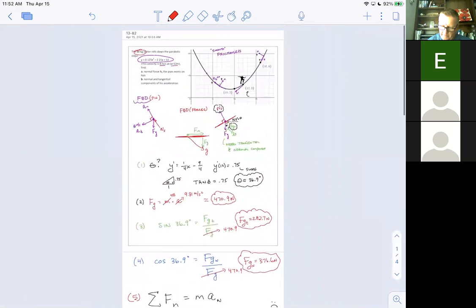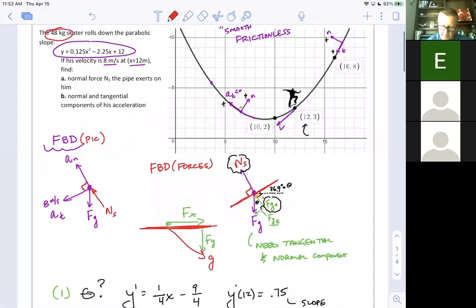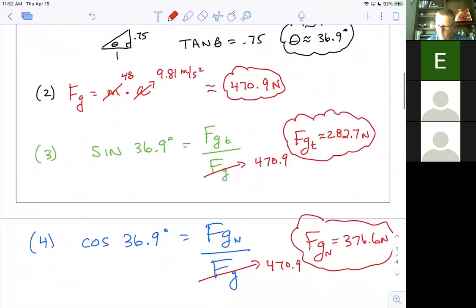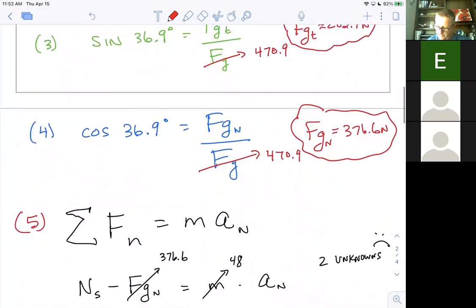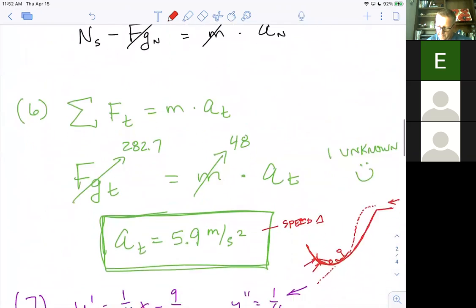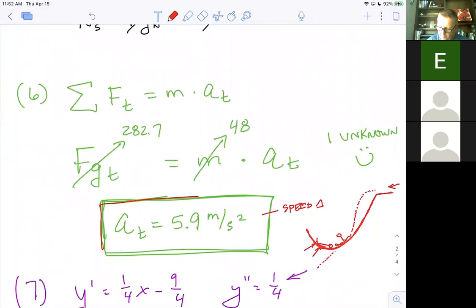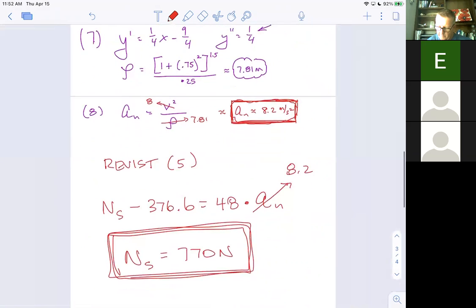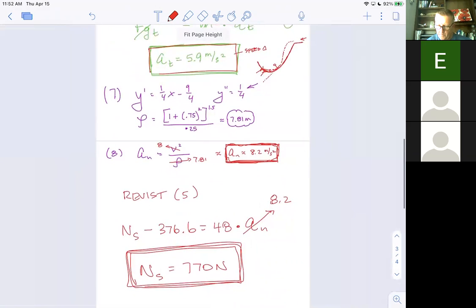Now, again, I don't even know if I answered the question. I just figured stuff out here. Find the normal force the pipe exerts on him. Yeah, we just did that. And the normal and tangential components of his acceleration. So yeah, we found all of those things. So in the end, that was tangential, that was normal. So in a sense, I should box that in my way of thinking, since that was an answer I needed, and then this final answer. So cool.